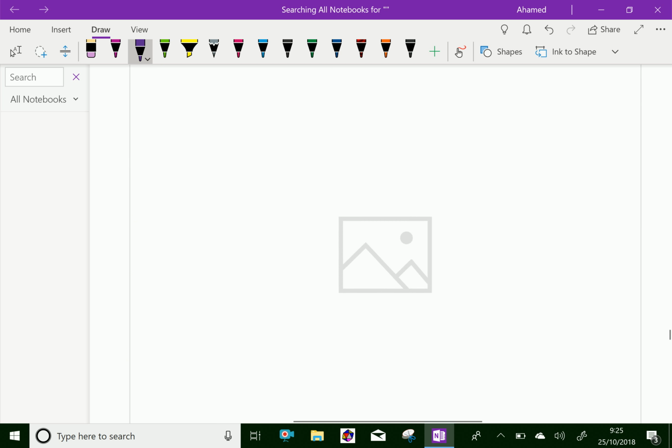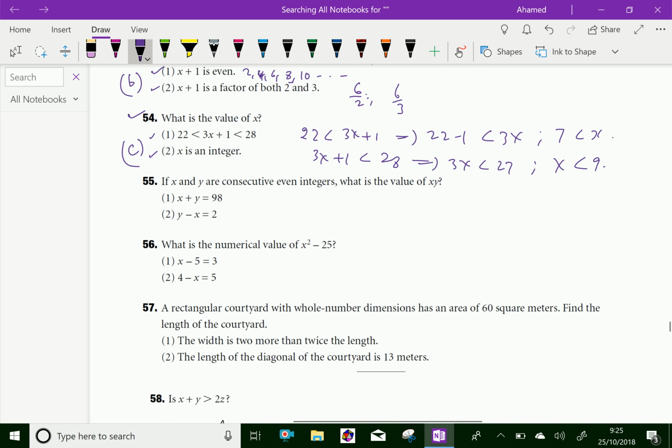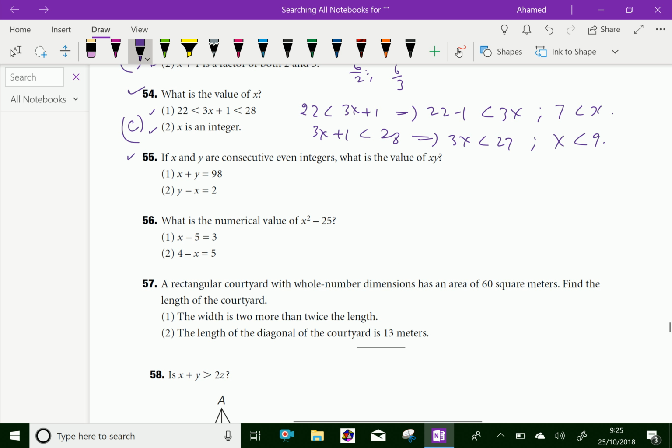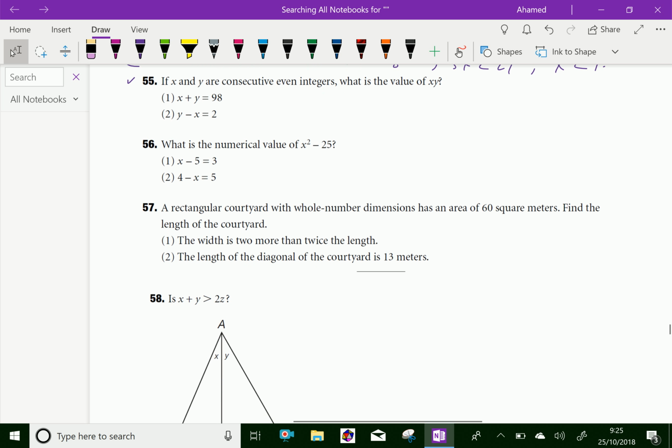So option C for 54. Next question, 55. Here x and y are consecutive even integers. What is the value of xy?